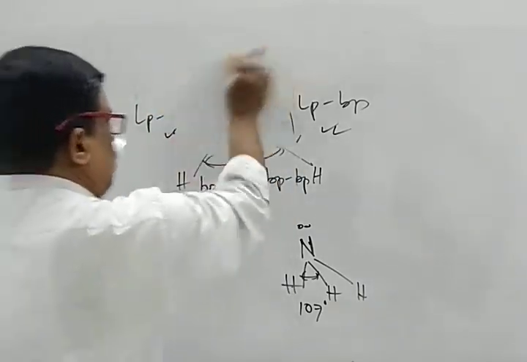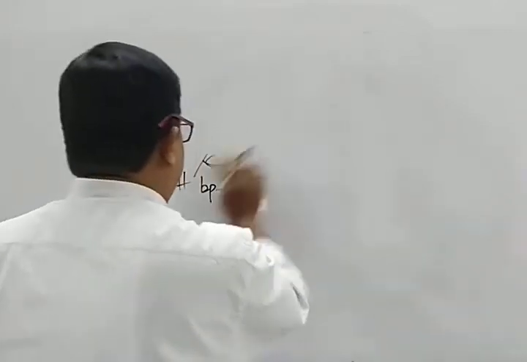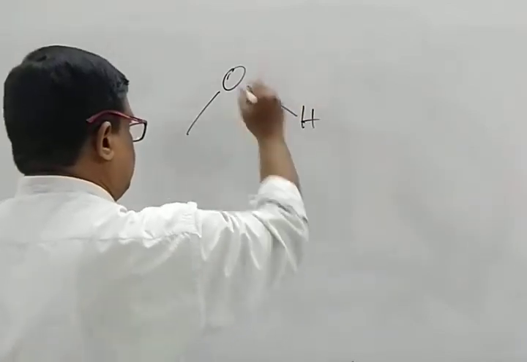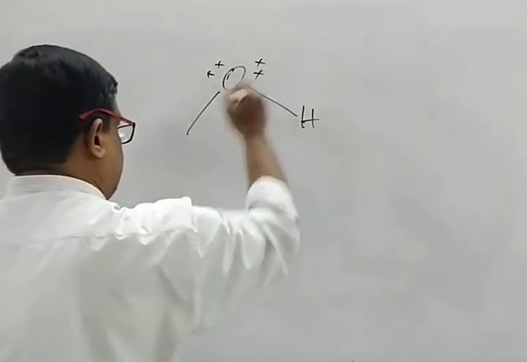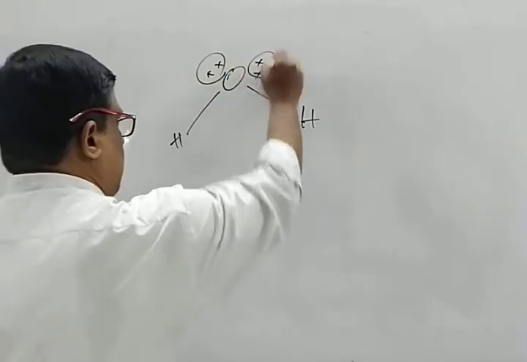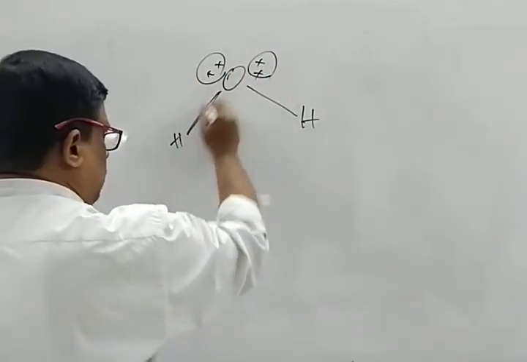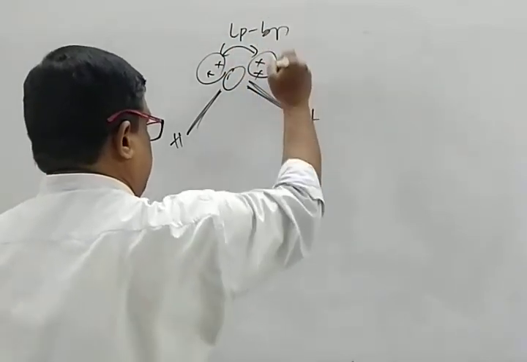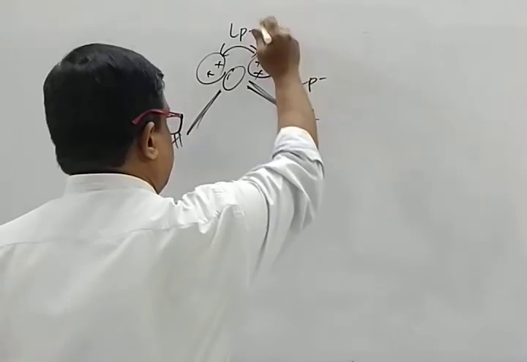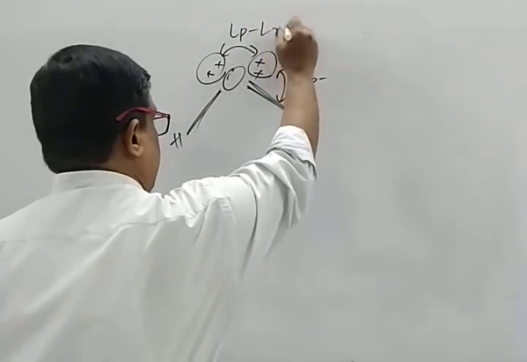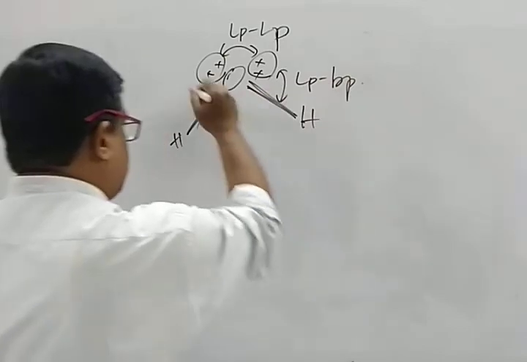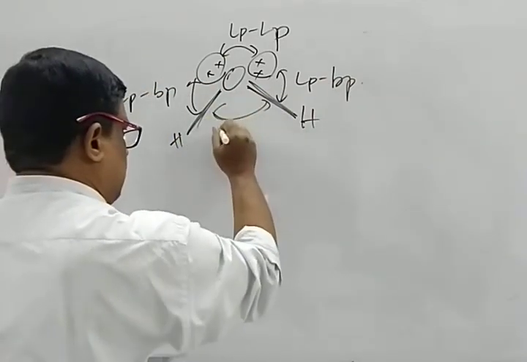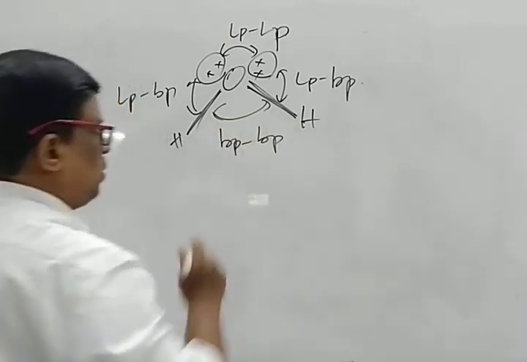Similarly, look at another example, the formation of water. Mark that. These are two lone pairs and these are two bond pairs. So there is lone pair-lone pair repulsion, lone pair-bond pair repulsion, and bond pair-bond pair repulsion.